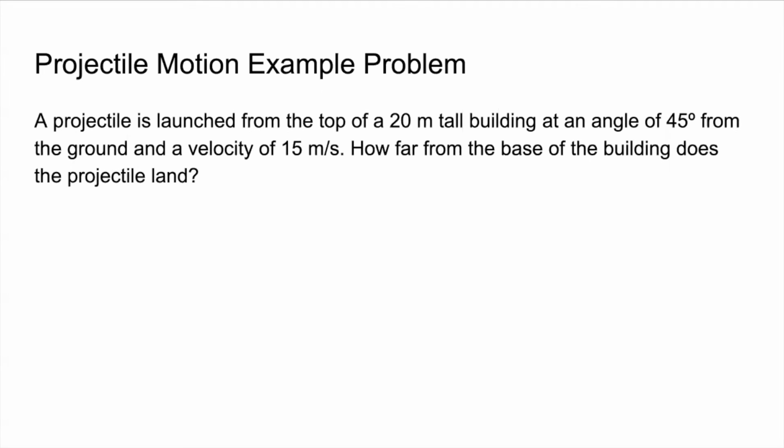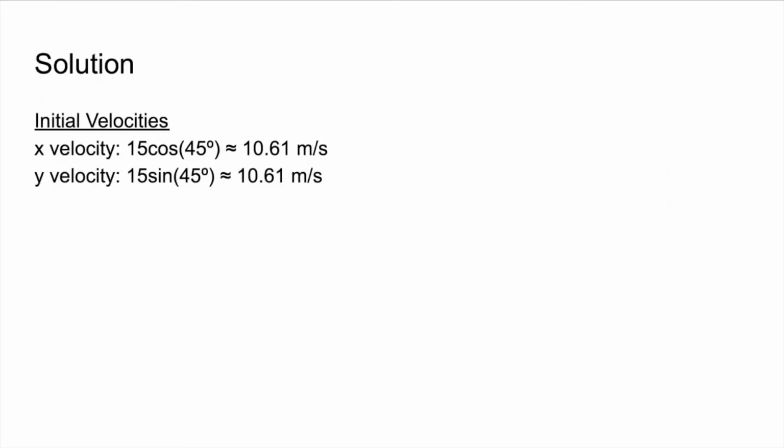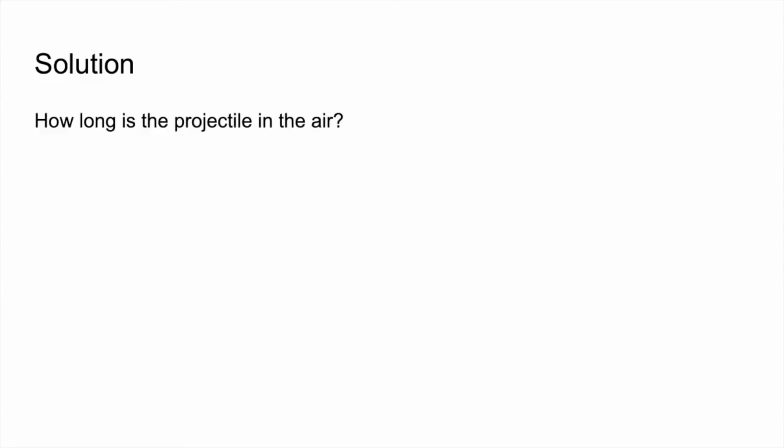Here's another example problem. A projectile is launched from the top of a 20-meter tall building at an angle of 45 degrees from the ground and a velocity of 15 meters per second. How far from the base of the building does the projectile land? This time it's more difficult to determine the amount of time the projectile is in the air, but either way, first we need the initial velocities. So in this case, they're both 10.61 meters per second.